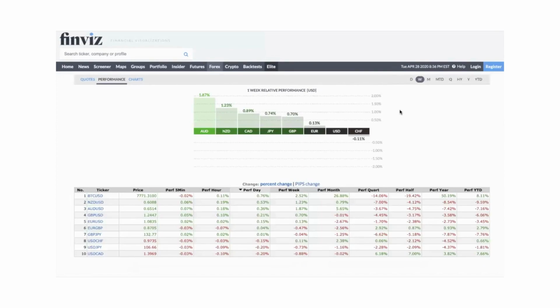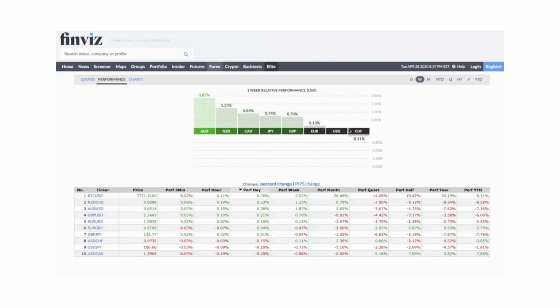You can check it on Thursday, you can check it on Friday, there's no issue, but you do not want to be checking this Finviz 1 week relative performance on a Monday or on a Tuesday. You want to check this minimally on a Wednesday, Thursday, or Friday. Wednesday at the minimum. So for me right now, it's Wednesday, so I'm checking this on Wednesday.